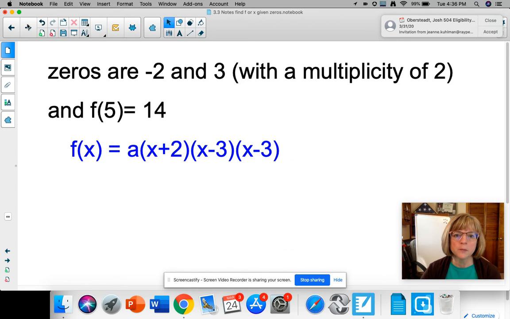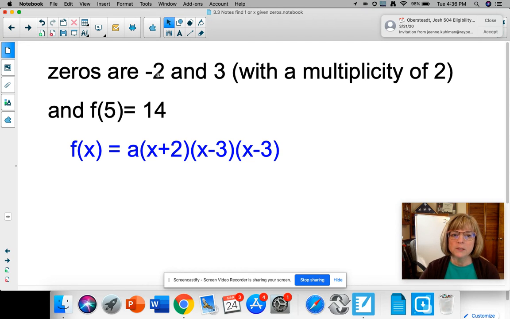Here's another example. This example introduces the idea of multiplicity. Multiplicity just means you have that zero more than once. In this case, a multiplicity of 2 means 3 is a zero twice, or in other words, it turns into the factor x minus 3, but it appears 2 times, once here and once here.